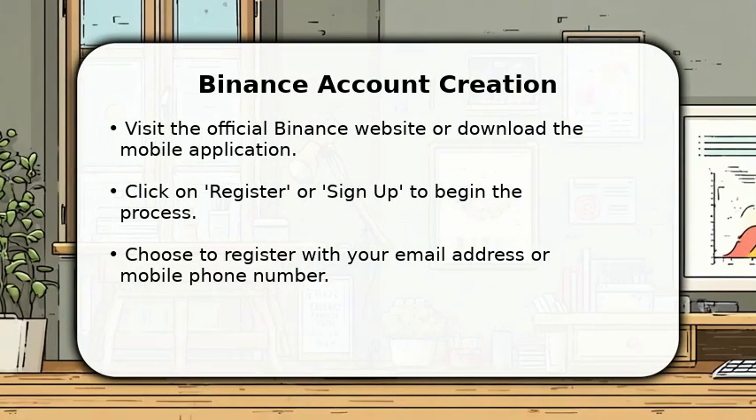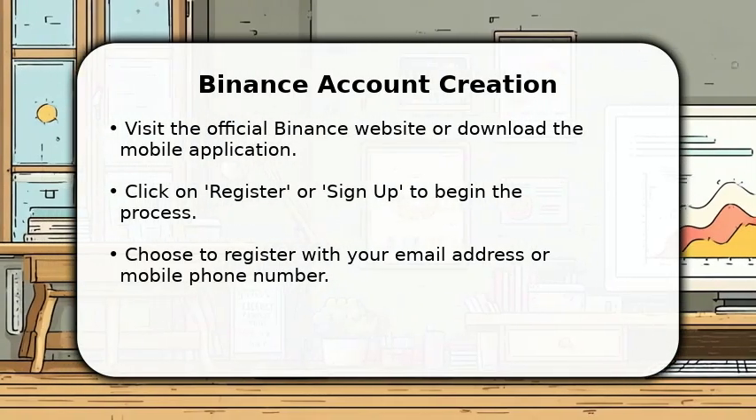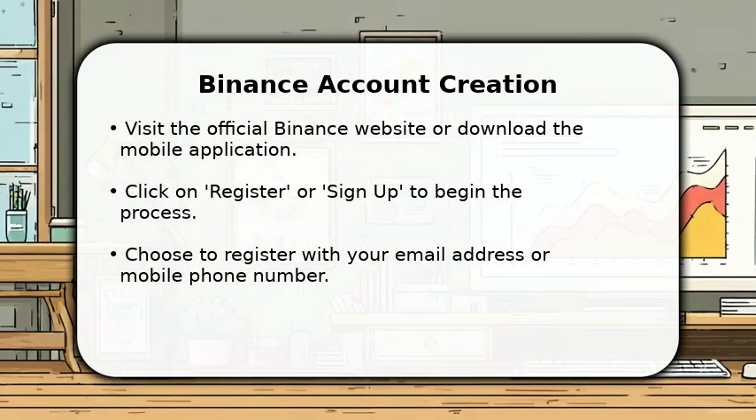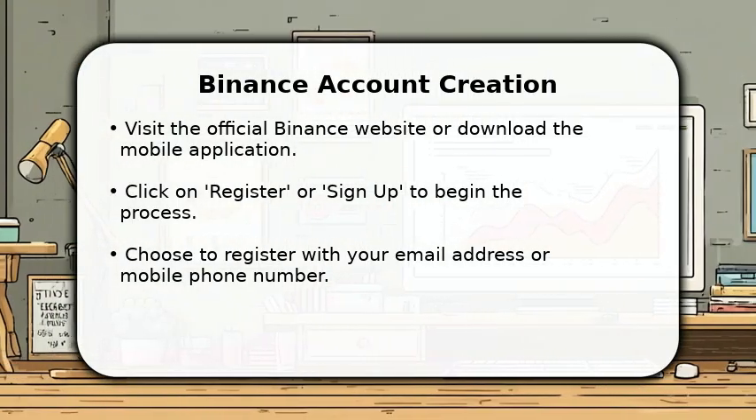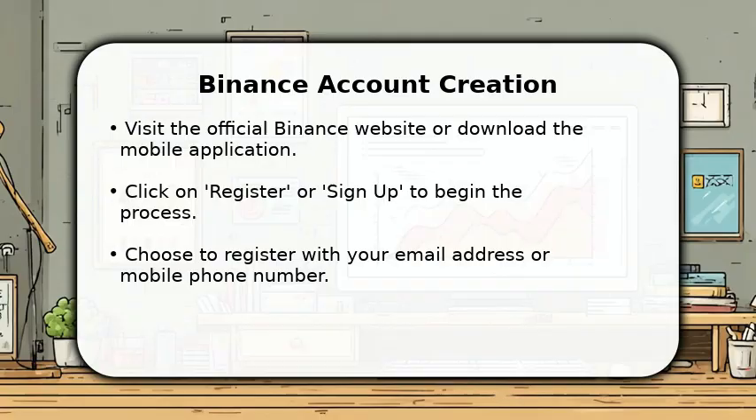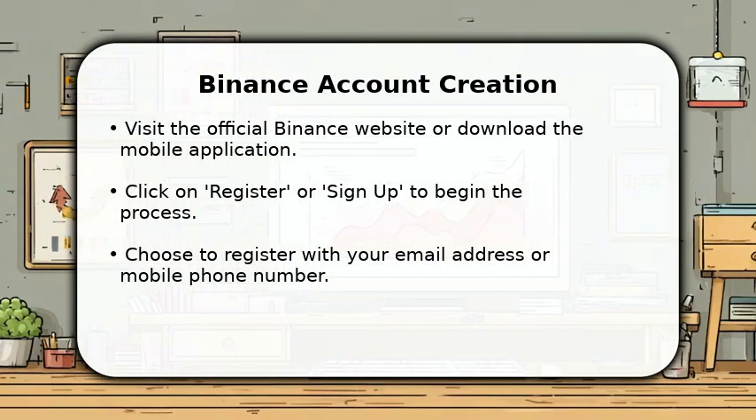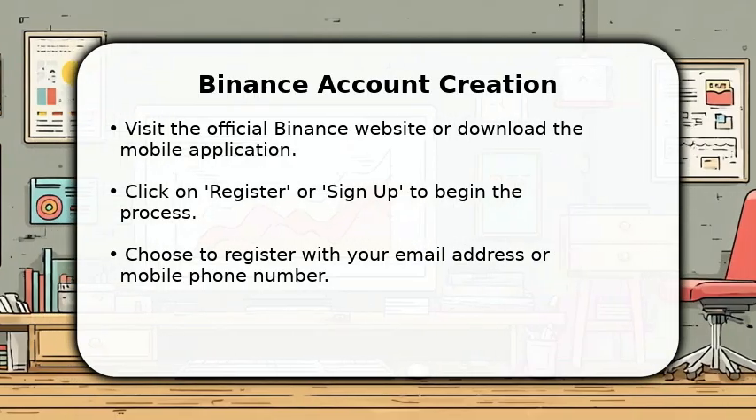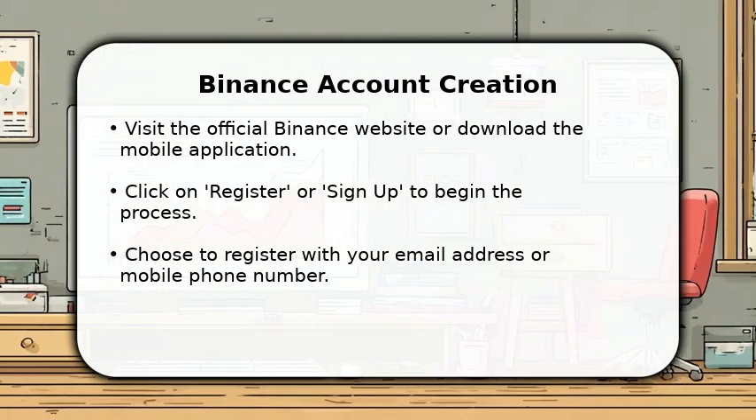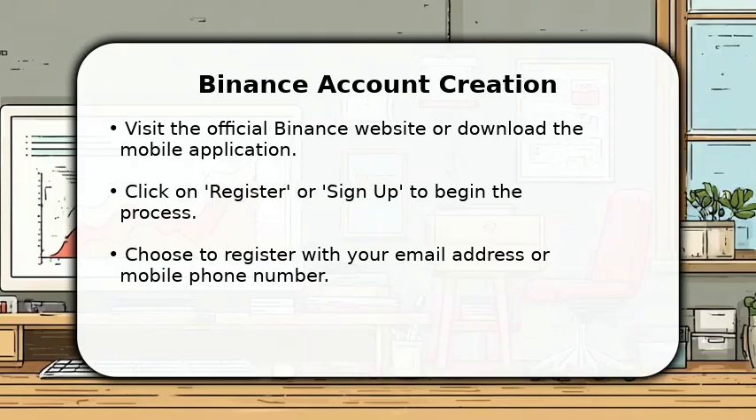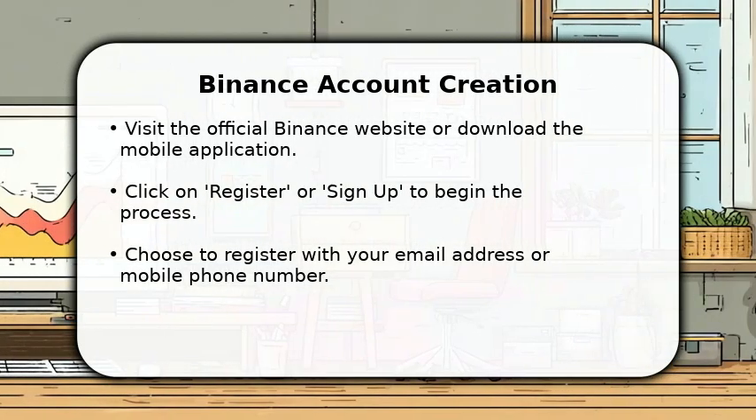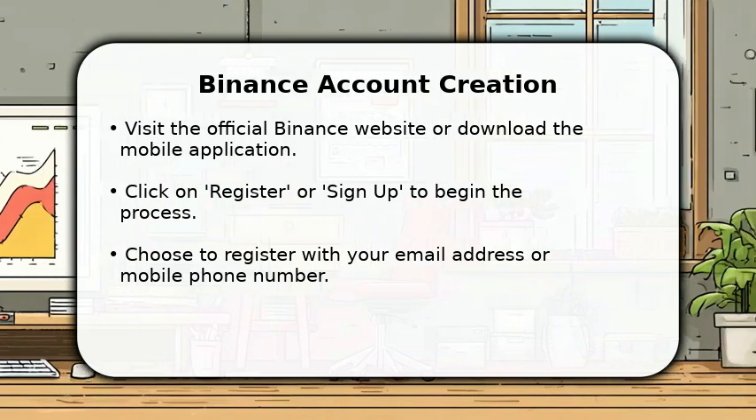In this video, I will show you how to sign up for Binance. First, visit the official Binance website or download their mobile application. Look for the Register or Sign Up button to begin. You can choose to register using your email address or mobile phone number. Remember to create a strong, unique password that combines uppercase and lowercase letters, numbers, and symbols for maximum security. This initial step is quick and straightforward.